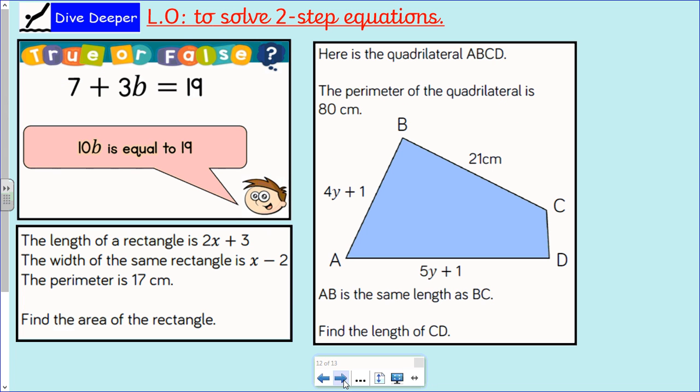Right, dive deeper today. No, you didn't see the answers. Dive deeper today. True or false over here? 7 add 3b equals 19. Good old Teddy. At least I think that's Teddy. I get them confused if I'm honest. He says 10b is equal to 19. Is he right? 10b equals 19? Can you work out what b is to prove whether he's right or not? So true or false? 10b is equal to 19.